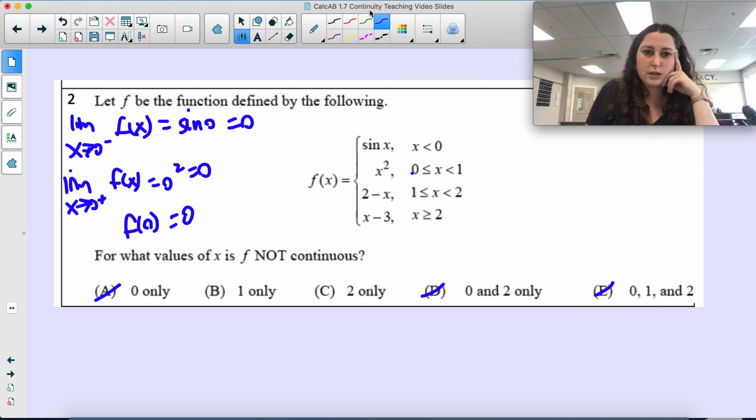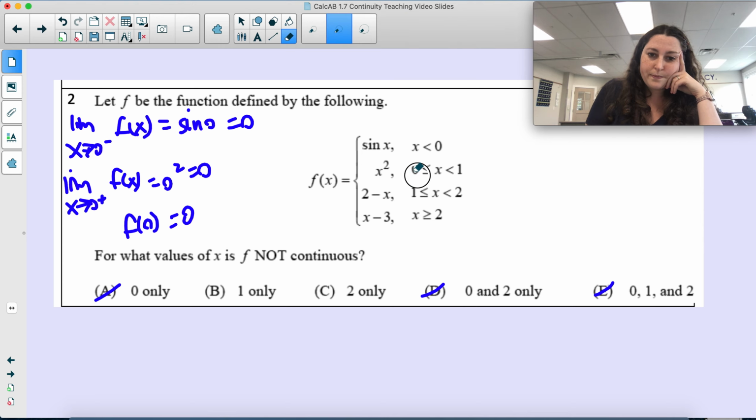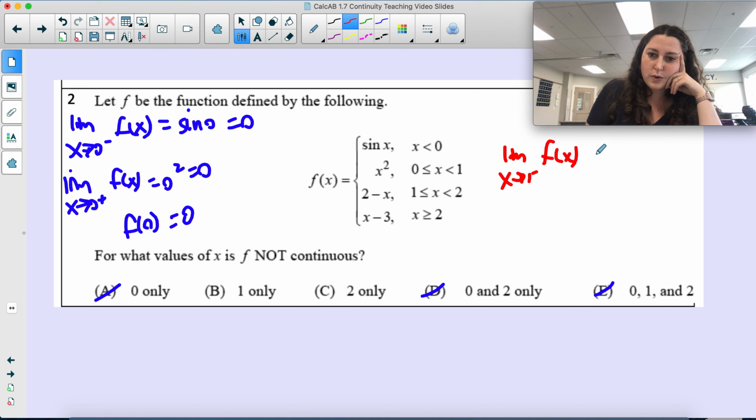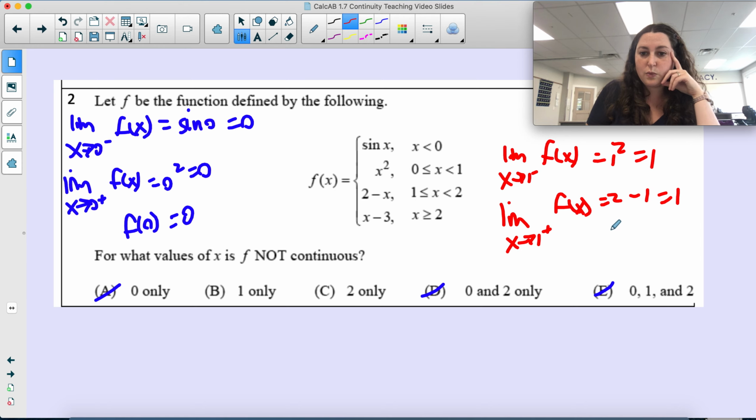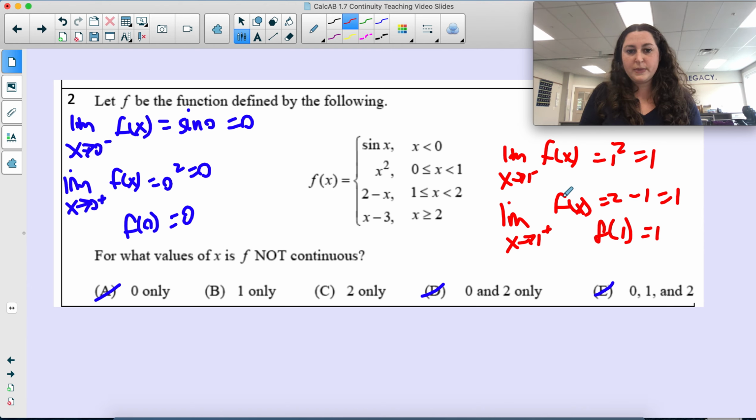So now we're down to 1 and 2. Let's try 1. So from the left, the limit as x approaches 1 from the left would be between 0 and 1, so that's 1 squared, which is 1. And from the right, as x approaches 1, would be here, 2 minus 1, which is 1. So the limit exists, it's 1, and f of 1 is here, where it equals is also 1. Okay, so limit exists and it equals a function value, so it is continuous at 1.